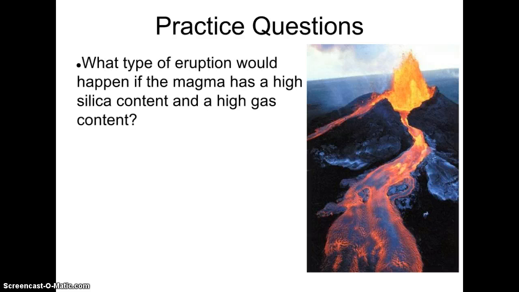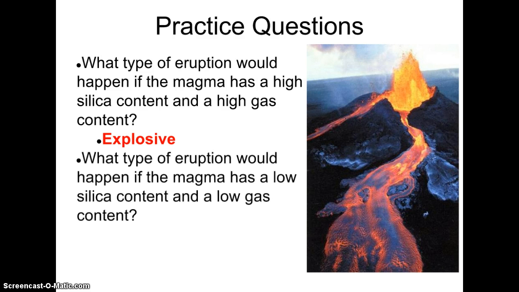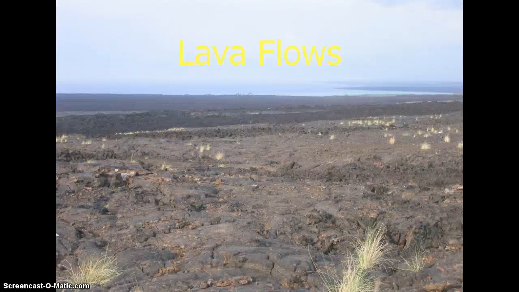So what type of eruption would happen if the magma has a high silica content and high gas? Explosive. What type of eruption would happen if the magma had a low silica content and low gas? Non-explosive. Great. I think we'll stop there and we'll talk about lava flows in class.